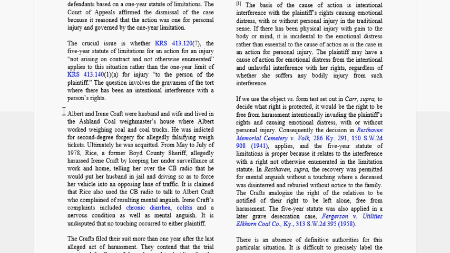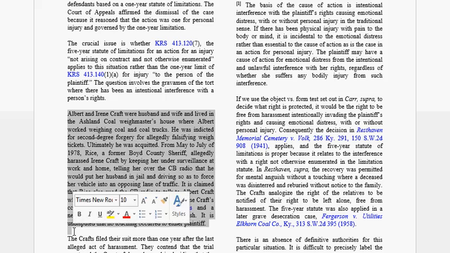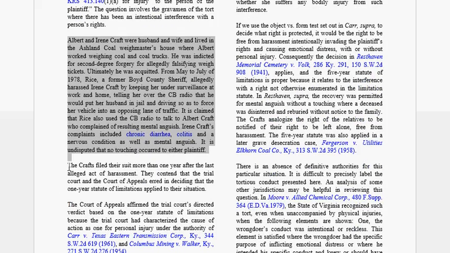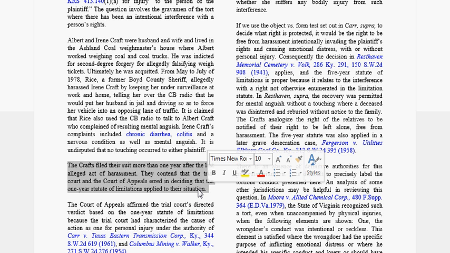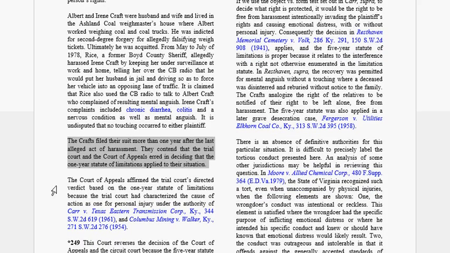Here we have a nice statement of facts, and then we go back to a little bit more procedural posture here, and it's telling you what the plaintiff's claim was. Then a little more procedure in this paragraph.